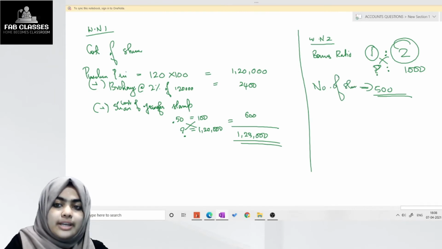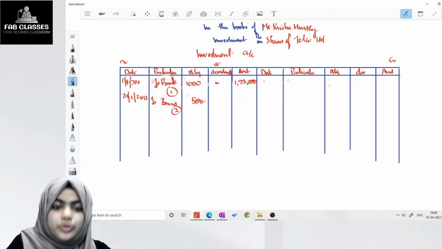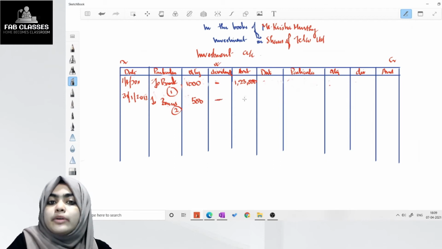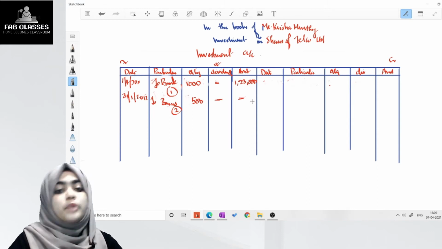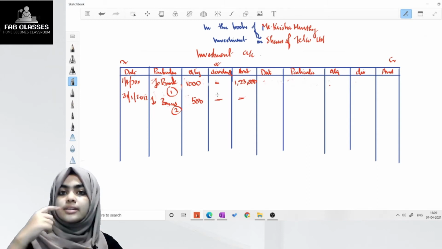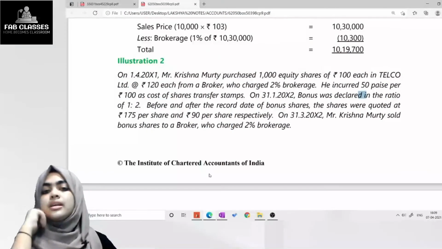So let's record that. 500 shares we are going to get. There is no declaration of dividend, so this column will be empty. And what will be the cost of purchase? That will also be nil because we have not paid any amount for these bonus shares, right? So this is all. Let's see what happens next.